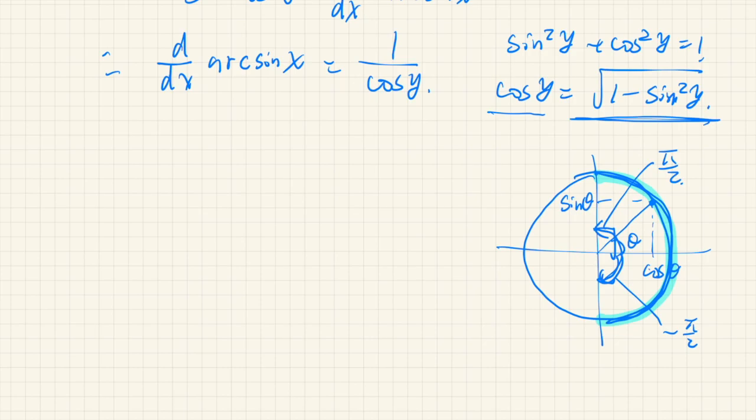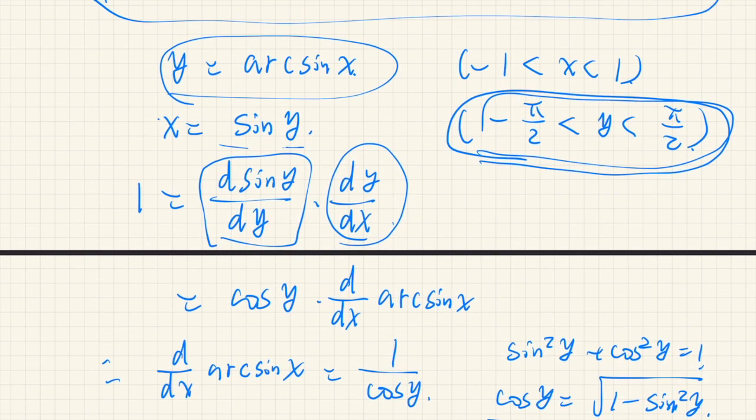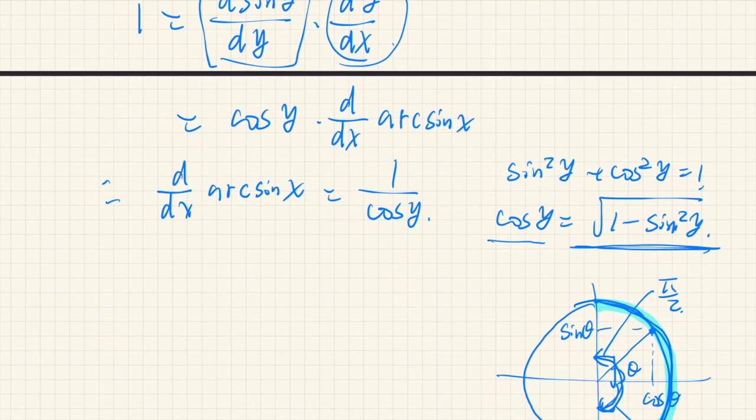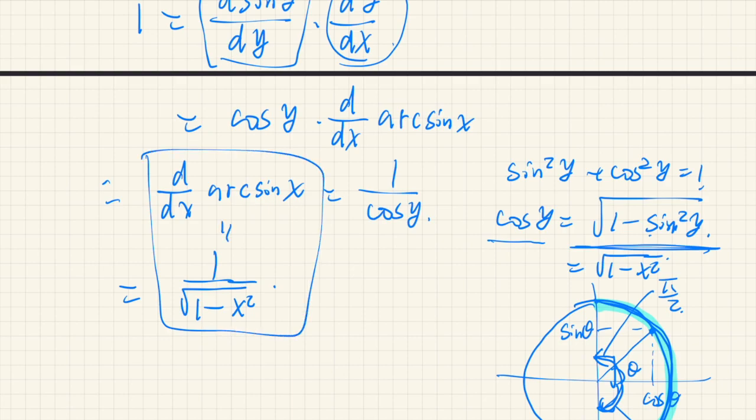Okay, now sine y is x, because y is equal to arc sine x, therefore x is equal to sine y. So sine y squared is equal to x squared. So we have 1 over square root of 1 minus x squared. So this is it.